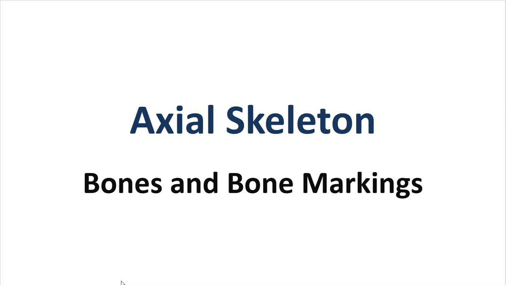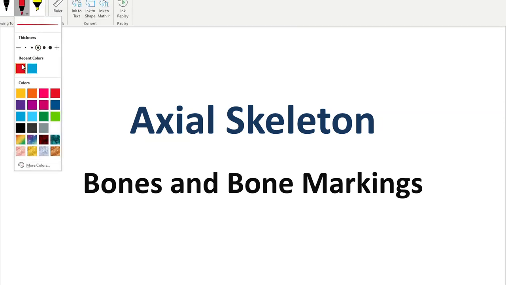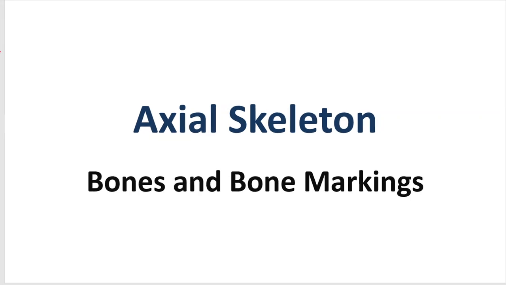We're going to be talking in this one about the axial skeleton, which as you recall is the skull, the vertebrae, and the rib cage. And that's about it. Okay, make sure I've got a drawing tool that I can use, and it looks like I do.